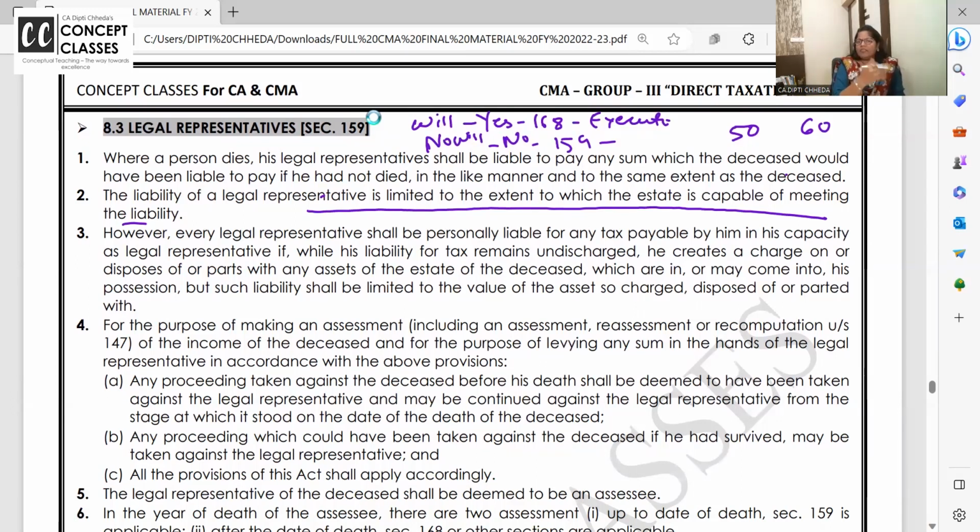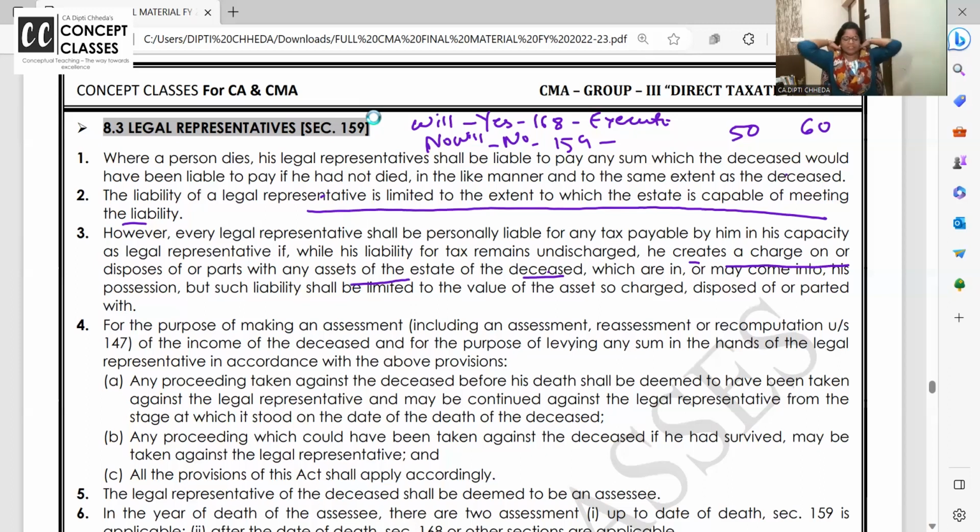Yeah, but without informing, if you are selling off and disposing of the asset, then you'll have to pay out of your pockets. However, legal representative shall be personally liable if, while his liability for tax remains undischarged, he creates a charge on or disposes of the assets which are in or may come into his possession.